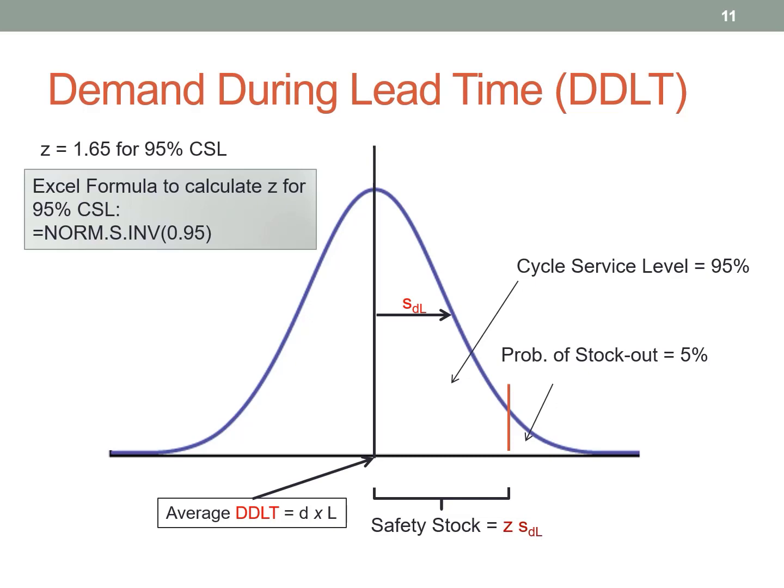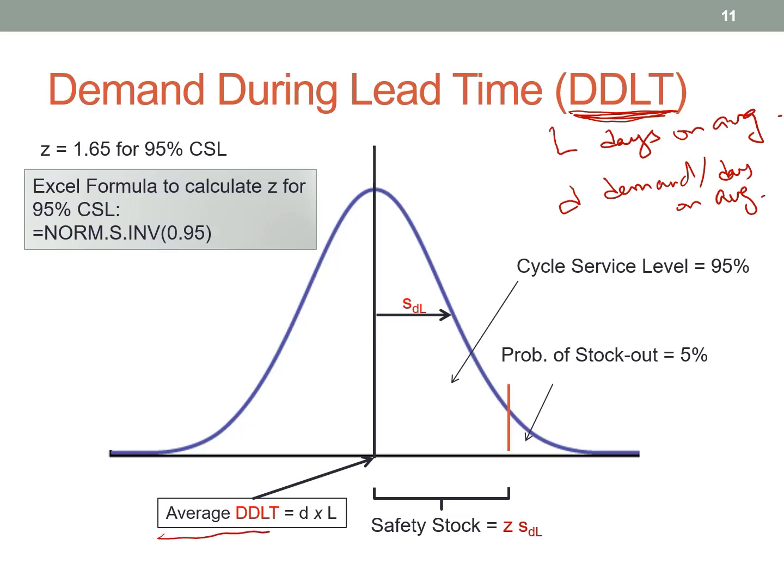So because the total demand during lead time is variable, it is going to vary, we can look at its probability distribution. Okay. Now if the lead time is L days on average, and demand during one day is small d, demand per day on average, then the average demand during lead time is simply going to be the average daily demand multiplied by the average lead time. Okay.